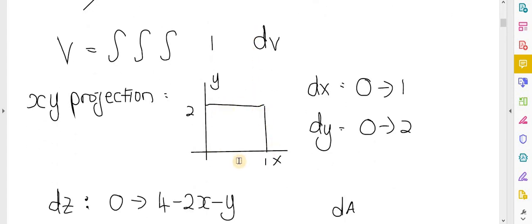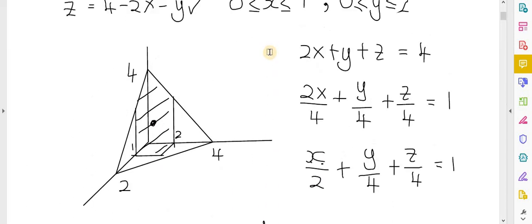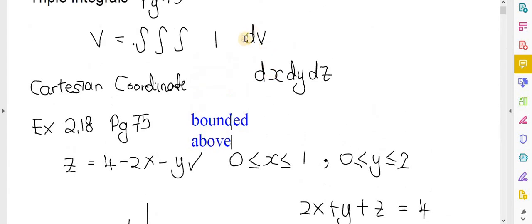This is a very easy shape. When you need to define their interval, the x will be from 0 to 1, and the y will be from 0 to 2. For the dv here, if you remember, I'm going to represent the dv by dx and dy. So I need to define their interval.